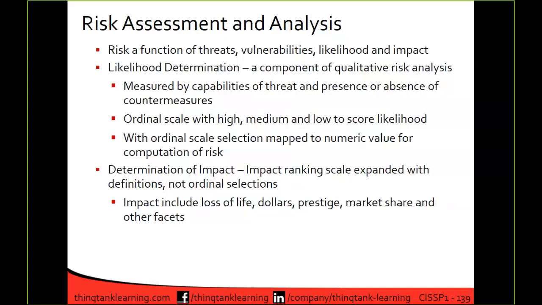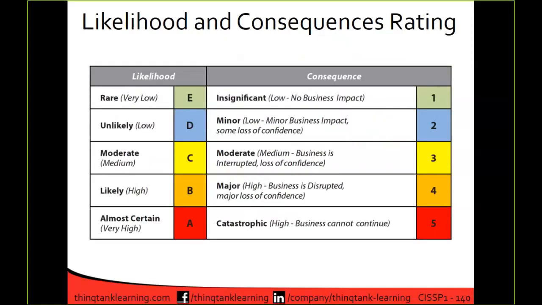Determining the impact is important as well. Just because a threat exists and a vulnerability exists doesn't mean that it's high impact. It could be low impact. So again, this is another ordinal scale that we can use to scale the impact to the organization, whether it's loss of life, whether it's loss of dollars, prestige, market share, all the things that we talked about previously. So here's an example of this likelihood and consequence rating that we talked about, right?